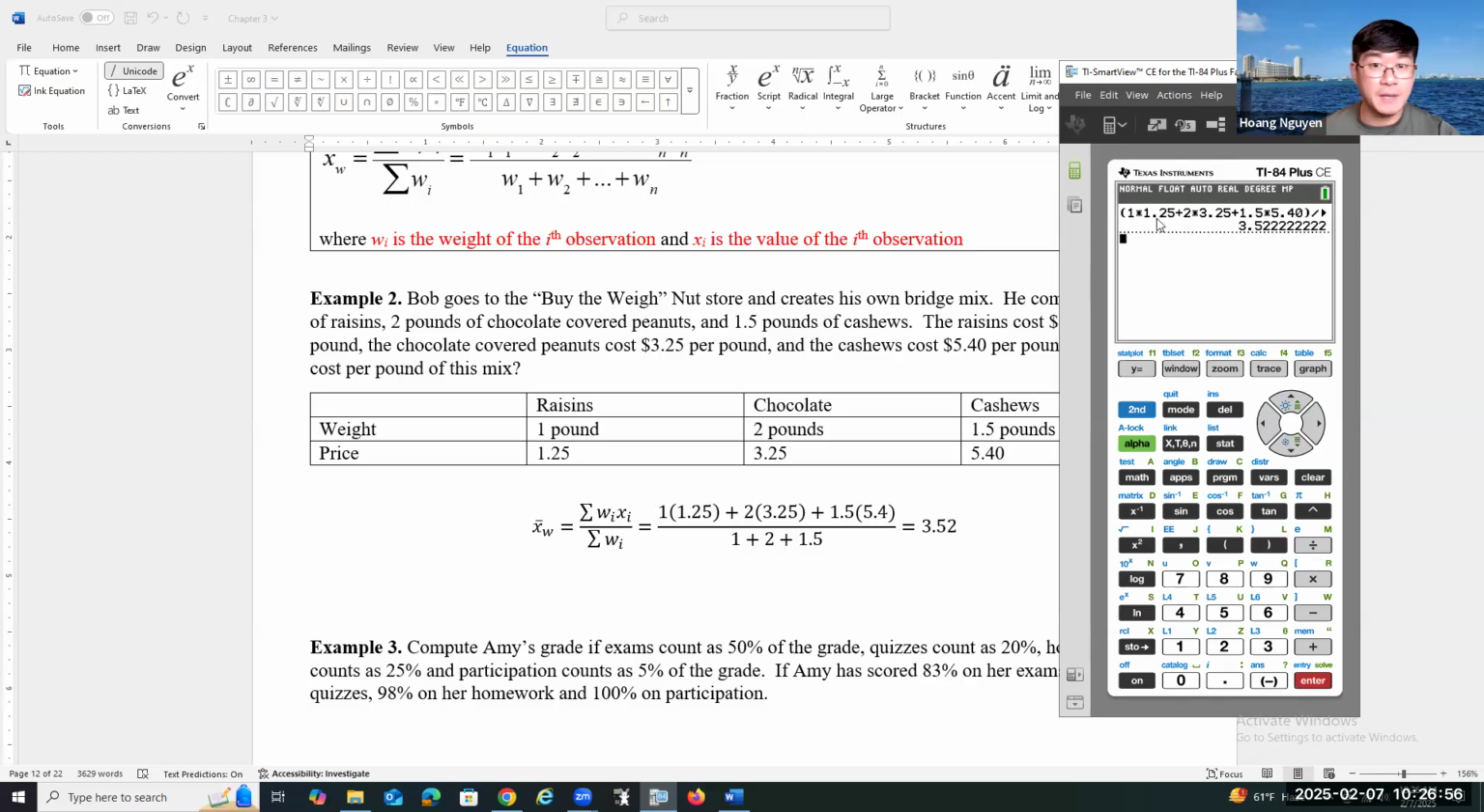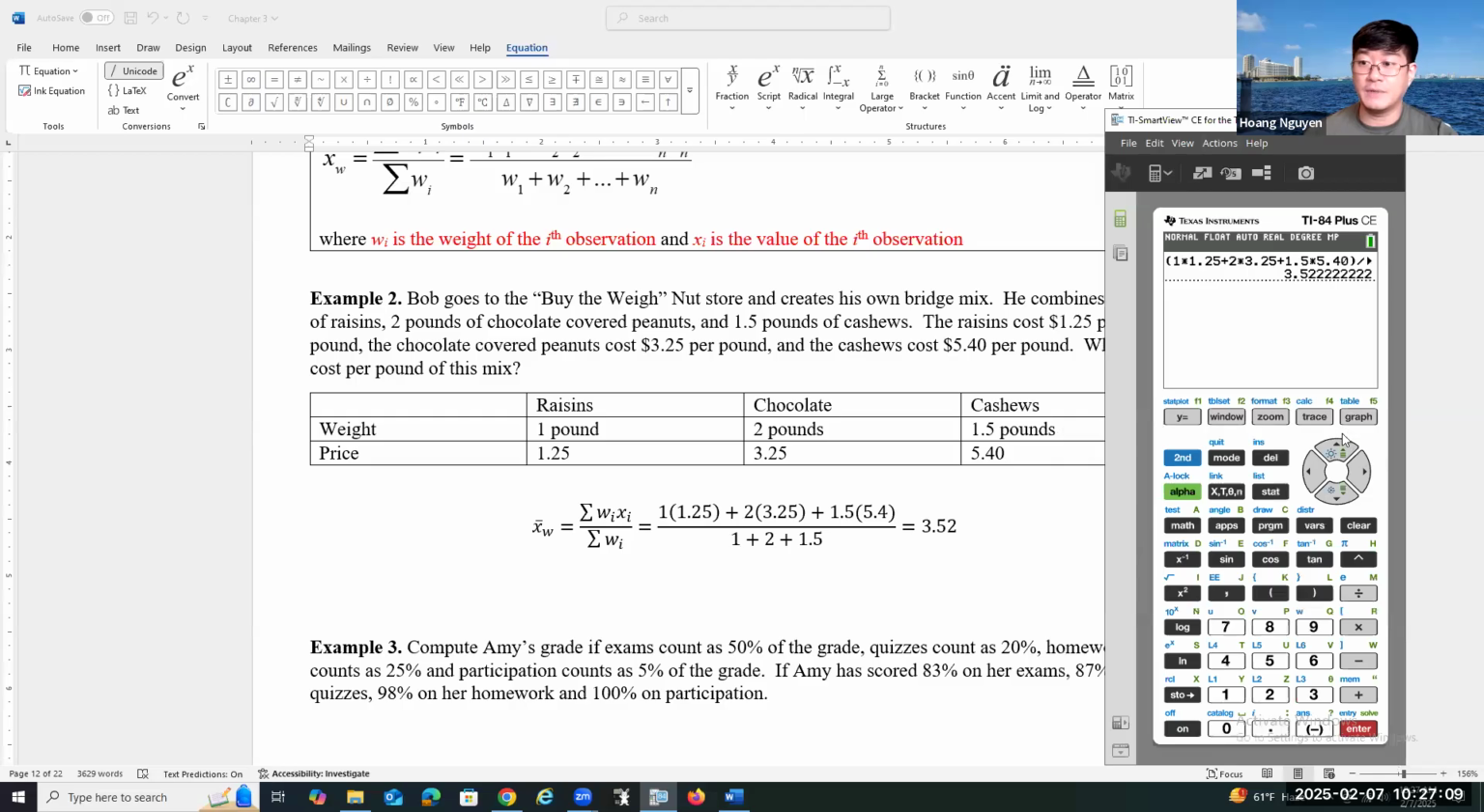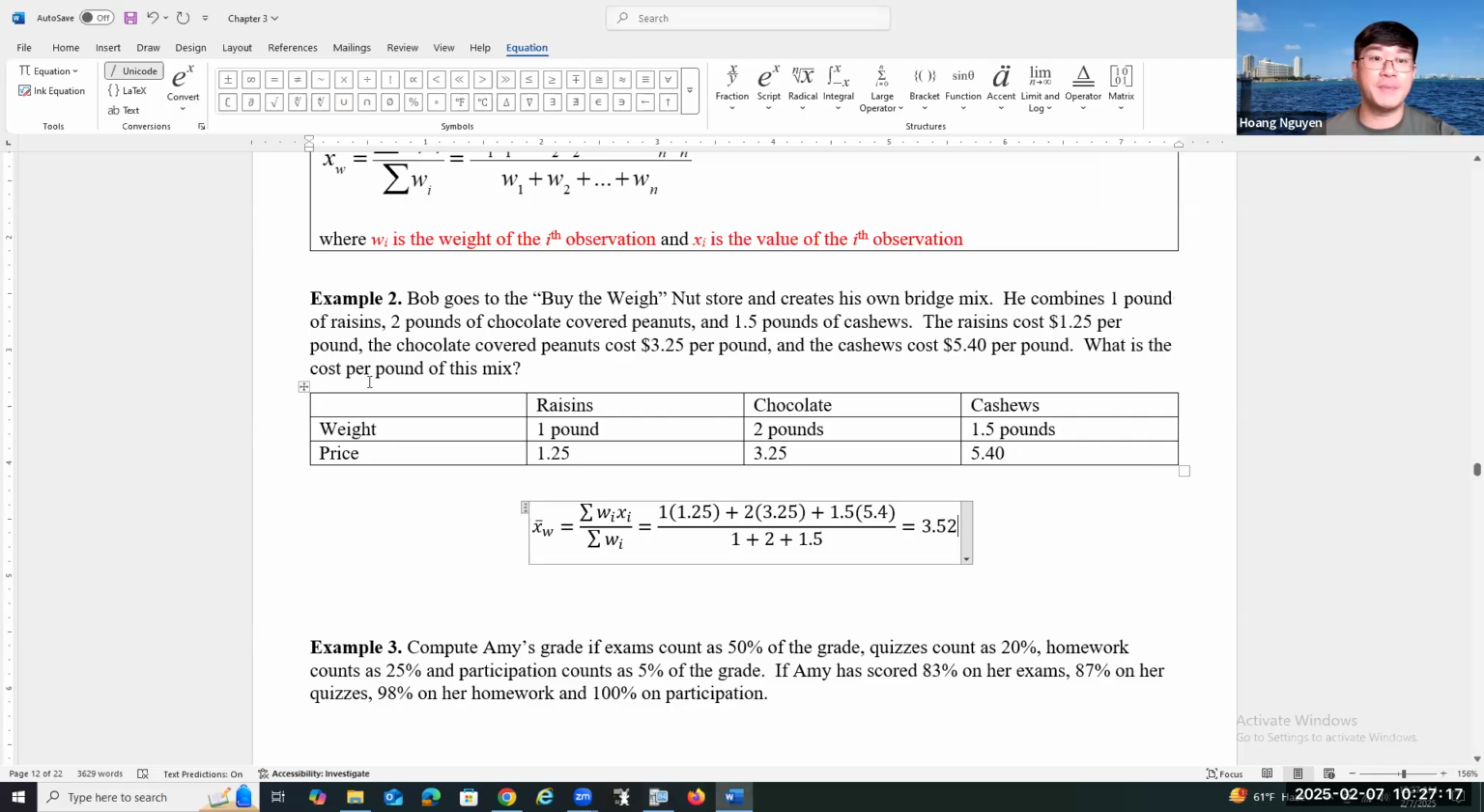1 pound of raisin at 1.25, 2 pounds of chocolate at 3.25, and then 1.5 pounds at 5.40, divided by the total of the weights. So that's going to be about 3.52. This is going to be the cost per pound. So this is an application of the weighted mean, or the estimation of the mean from grouped data.